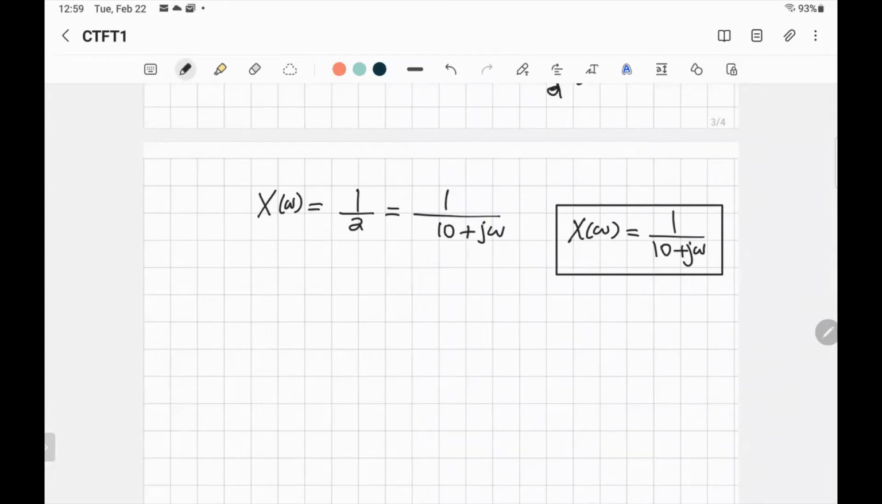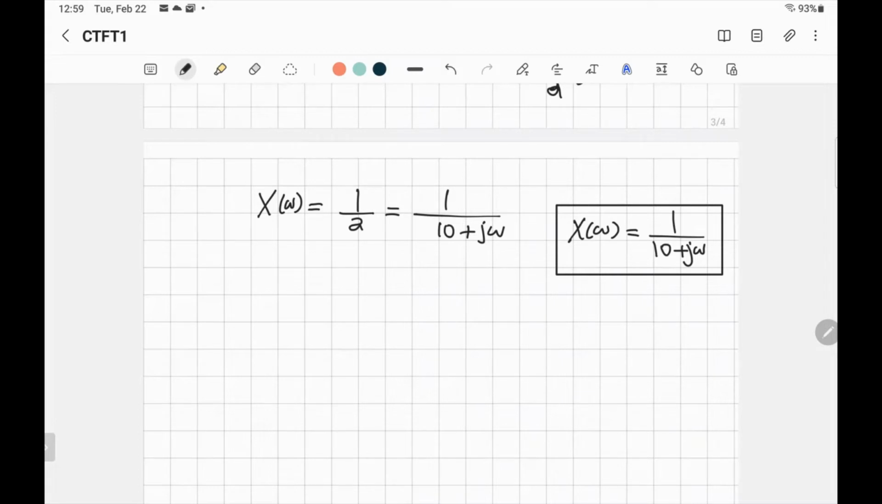What do we conclude from that? In general, the Fourier transform of a time domain signal could be complex, because as you see from this expression, it has a real part and an imaginary part. Great.